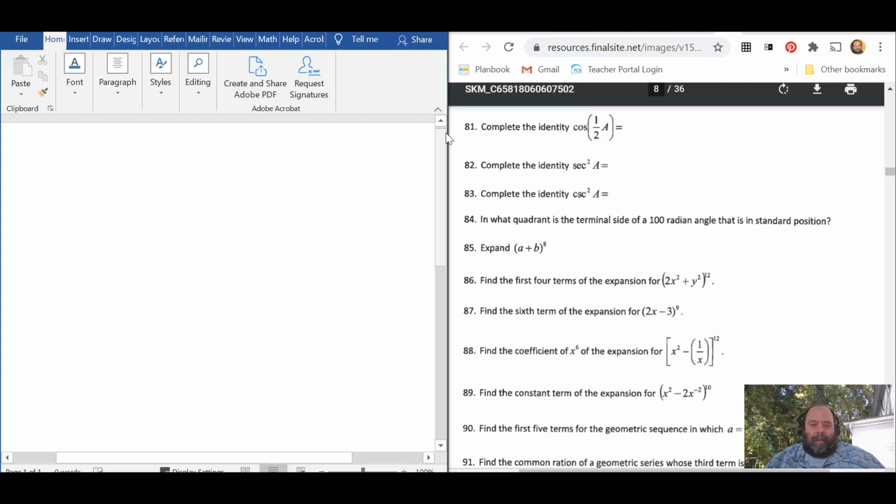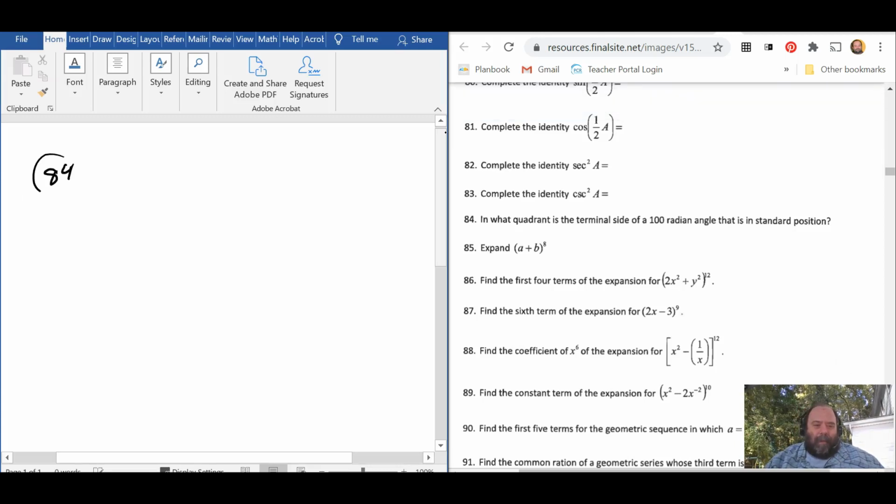So the next one on the list here was problem 84, which says, in what quadrant is the terminal side of a 100 radian angle in standard position, right? So remember that we start at 0, pi over 2, pi, 3 pi over 2, and this comes back to 2 pi. So every 2 pi we go around the circle, we have hit one complete rotation.